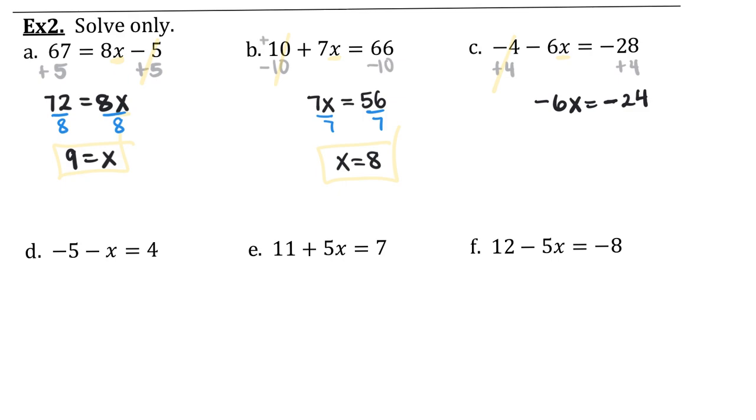Okay, I'm going to cancel the negative 6. Divide by negative 6. Divide by negative 6. If you don't divide by the negative, you don't get rid of the negative. Okay, if I do negative divided by negative, it turns to positive. 24 divided by 6 is 4.